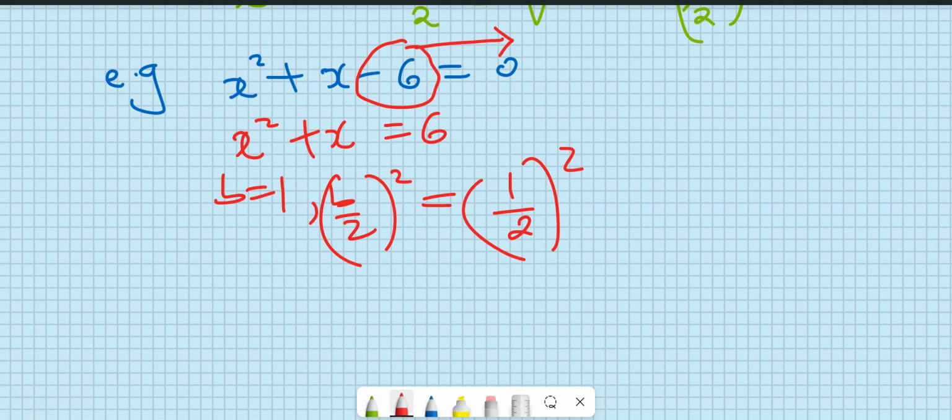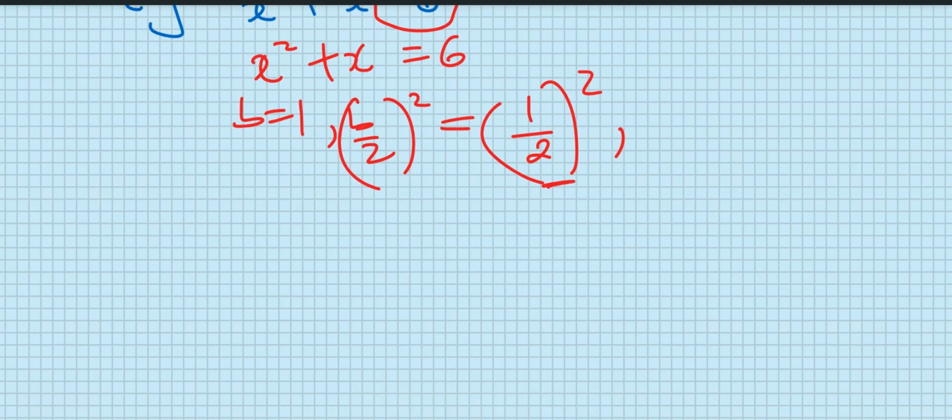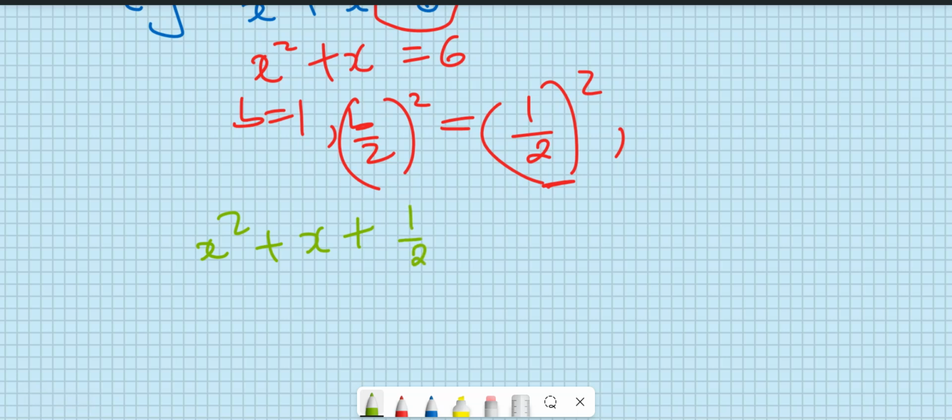So then what next? We add. The third step was to add this b over 2 squared on both sides to get... so therefore what do we get? So this becomes x squared plus x, then plus 1 over 2 squared equals to 6 plus 1 over 2 squared.